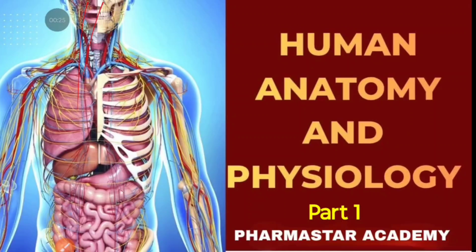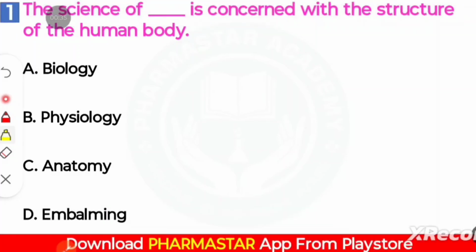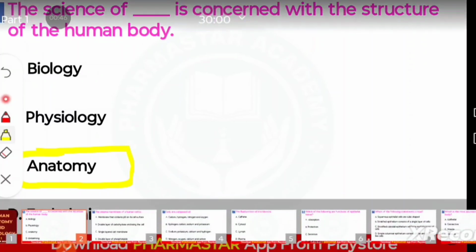Let's start the question. Science of dash is concerned with the structure of the human body. Option A biology, B physiology, C anatomy, D embalming. The correct answer is option C. Anatomy is the science which deals with the study of the structure of the human body.